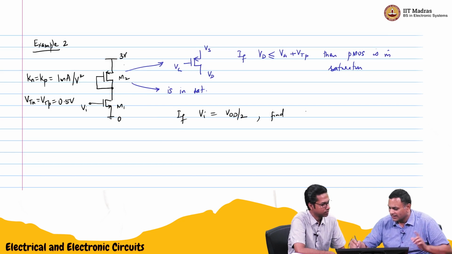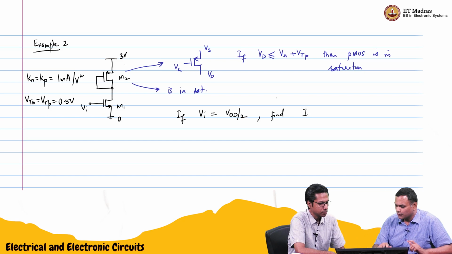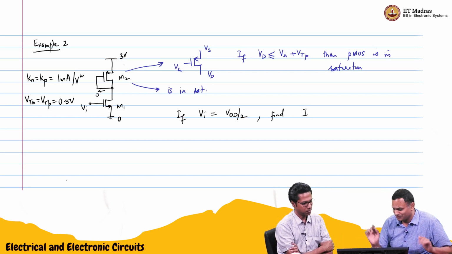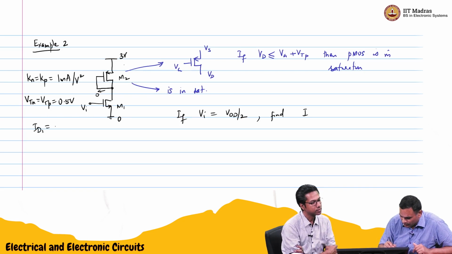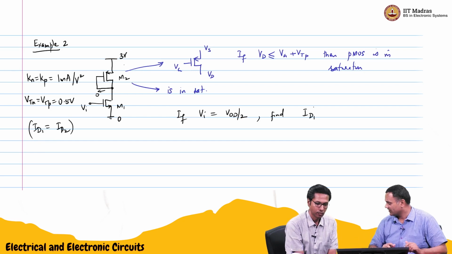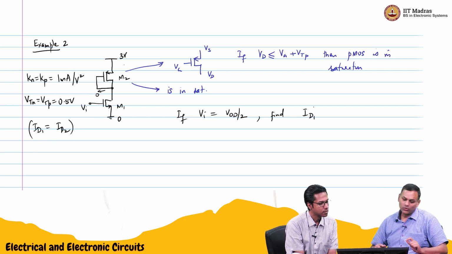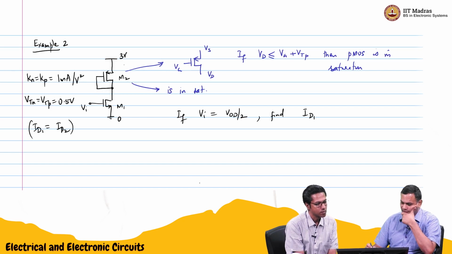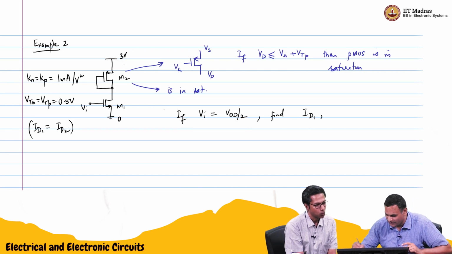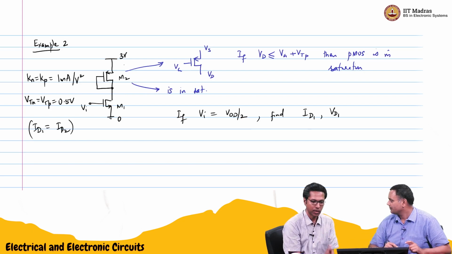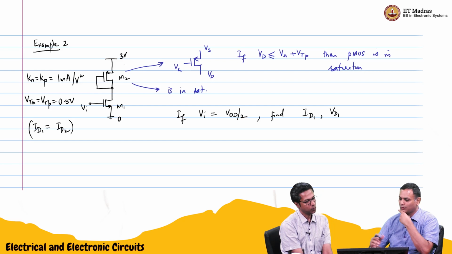what is ID? Clearly here also there is no gate current through M2. So ID1 is equal to ID2. So we want to find out ID1, let us say. This is easy, I think. And we also want to find out the drain voltage of M1, so maybe VD1. These two we want to find. That will give us one more thing to do.